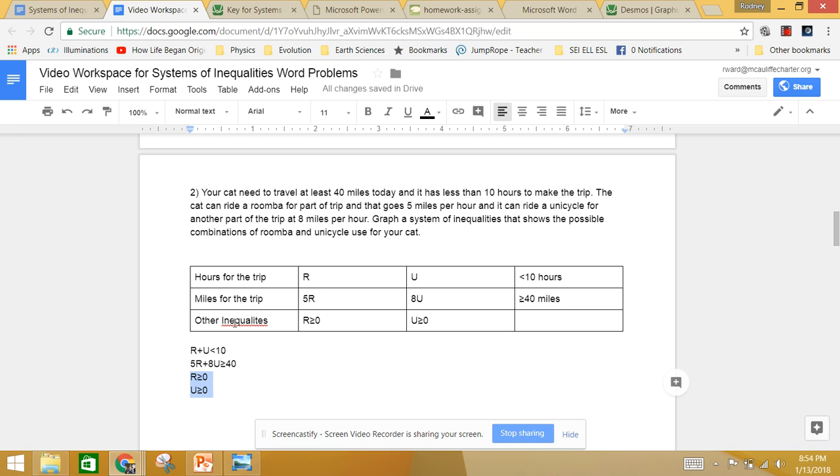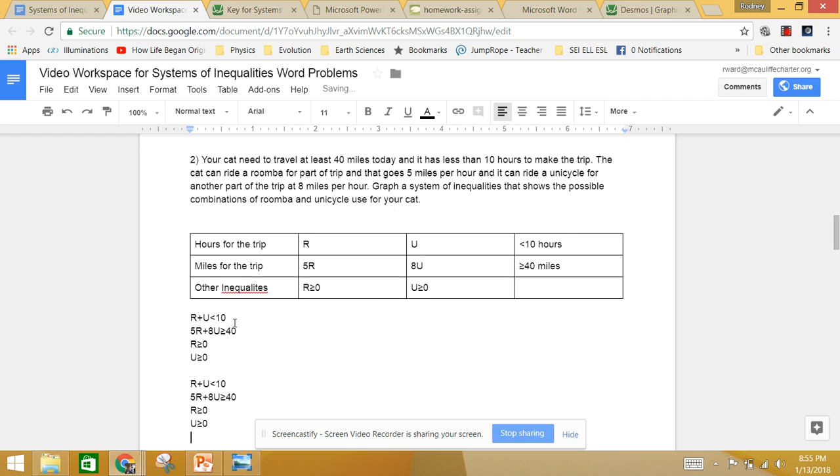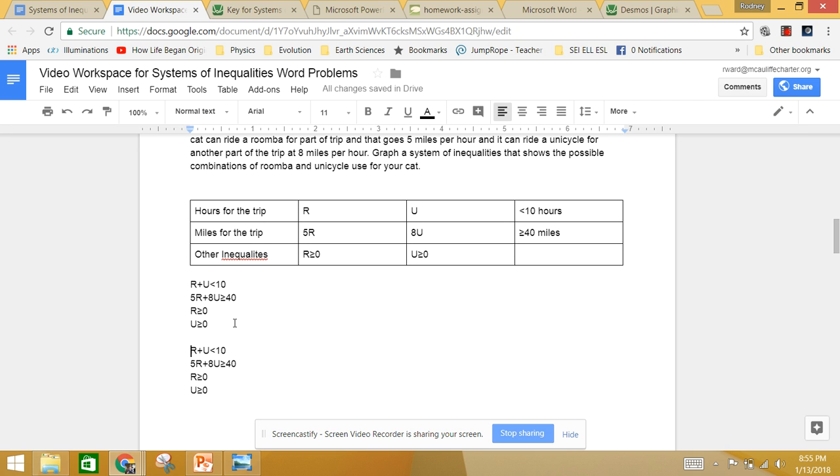These two are super easy to graph. So R is greater than or equal to 0. I'm going to change my variables right now because I'm going to go into Desmos, so I want to use variables that work in Desmos. I'm going to copy all of these inequalities, and I'm going to change R to x and U to y. Everywhere I have R, I'm going to make it x, and everywhere I have U, I'm going to make it y.